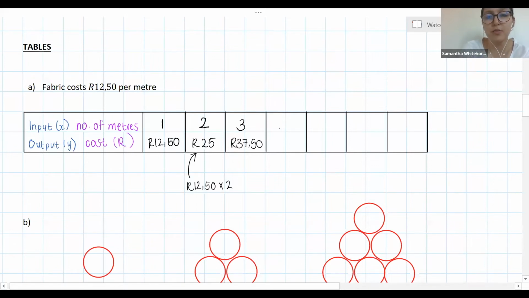Okay, who can tell me, pick a random value, how much 11 meters would cost me? Bontle, do you want to tell me? 11 meters is 137 Rand and 50 cents. Excellent. So again, in this case, I probably wouldn't keep adding 12 Rand 50s. I would say, okay, I would pay 12 Rand 50 for 1 meter. So if I times that by the 11 meters that I want, I'm going to get 137 Rand 50. Excellent. Right. Who can tell me how much 20 meters of fabric is going to cost? Orotile.